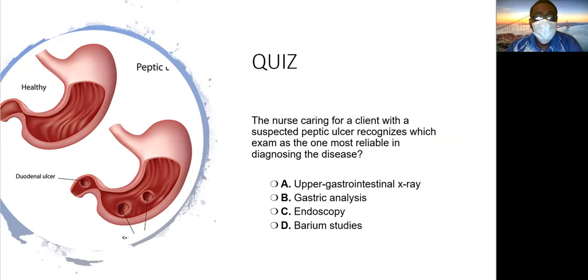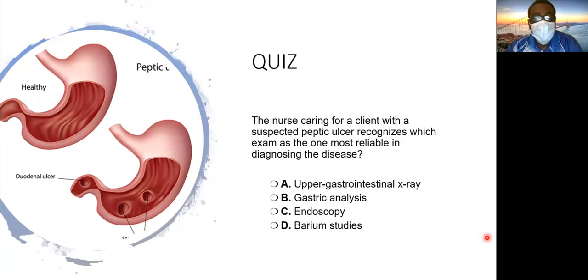So we know that the peptic ulcer is a sore that develops on the lining of the esophagus or of the stomach. So you can see the sores in the stomach. Again, it can also develop in the small intestine. And ulcers occur when stomach acid damages the lining of the digestive tract. Common causes include bacteria like H. pylori and anti-inflammatory pain relievers like aspirin.